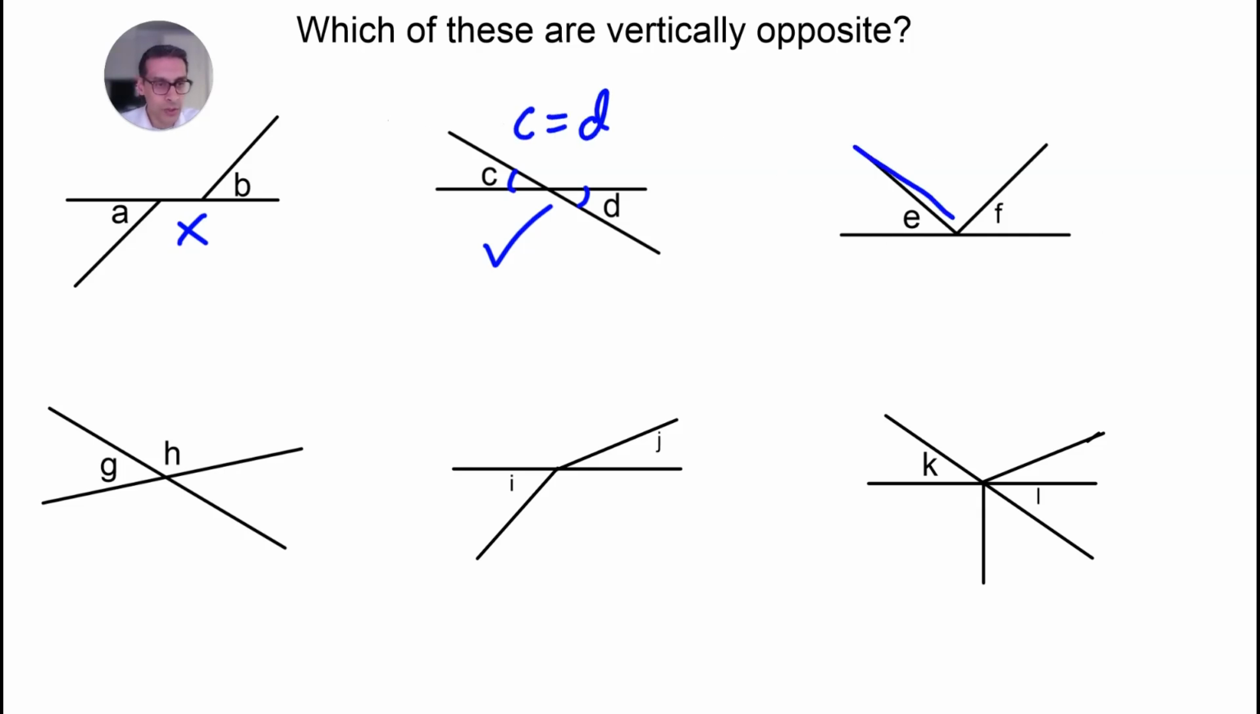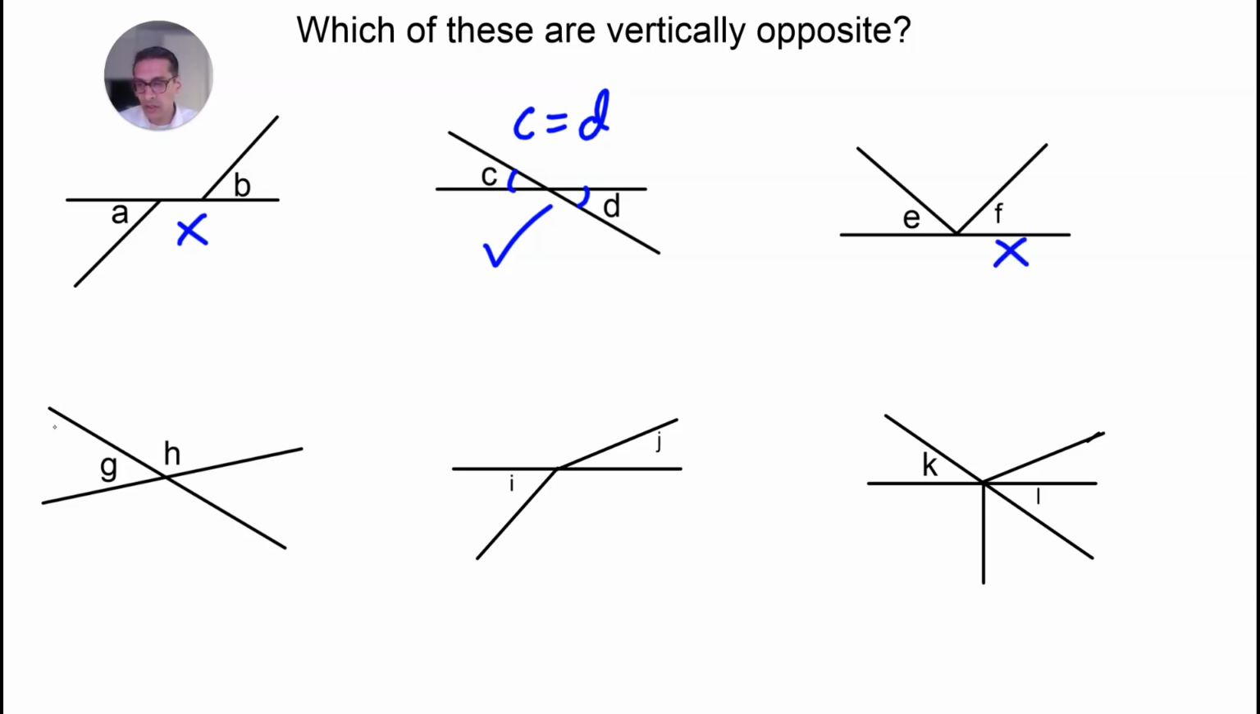Now here we do have a single vertex, but we've ended up with essentially 3 lines, and that doesn't quite work. E and F kind of look like they might be opposite, but it doesn't work. What we should have done is that line should have extended, and then that would have been equal to E, ignoring the F. Or we could have extended this line here, and we could have said that that's F, and this would be F as well. But in this case, we can just say E and F are not vertically opposite.